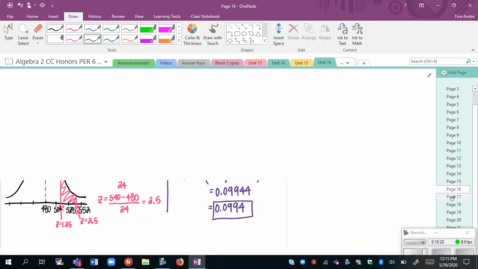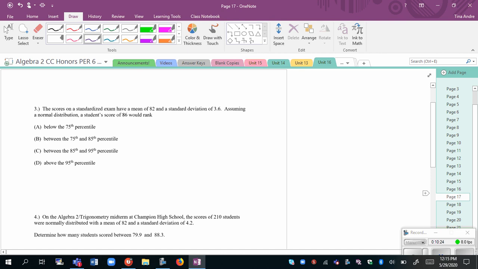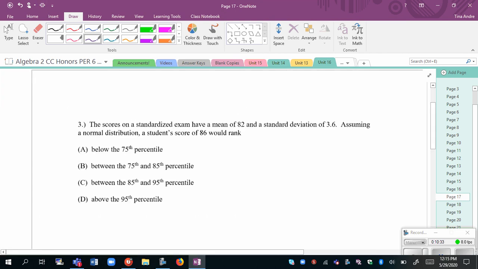So let's go to the next page, just try a couple more examples. So for number 3, the scores on a standardized exam have a mean of 82 and a standard deviation of 3.6. Assuming a normal distribution, a student's score of 86 would rank. So notice that all of these problems always talk about the normal distribution.